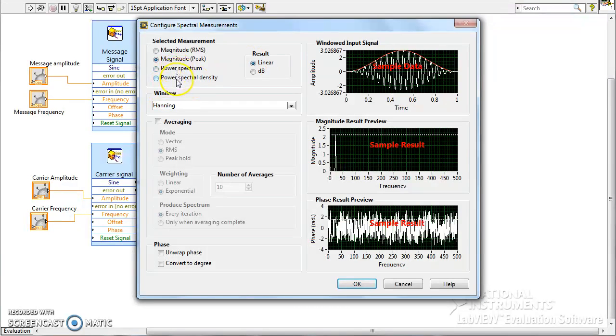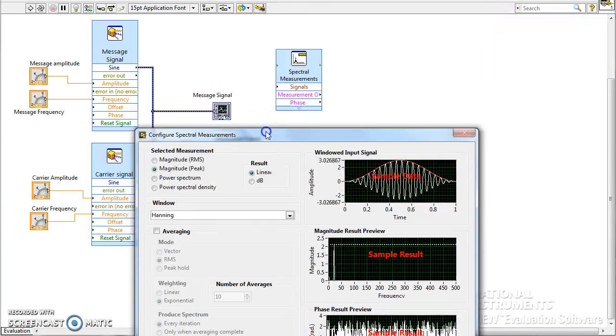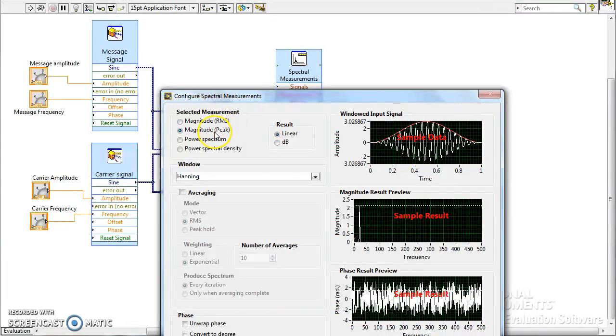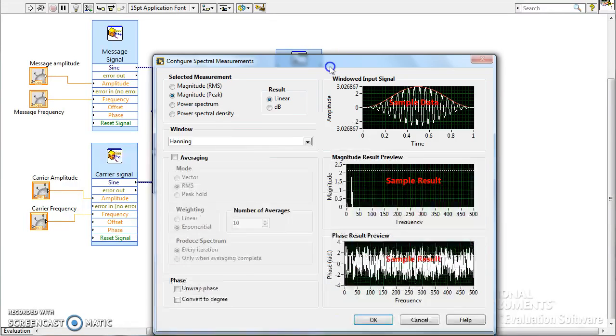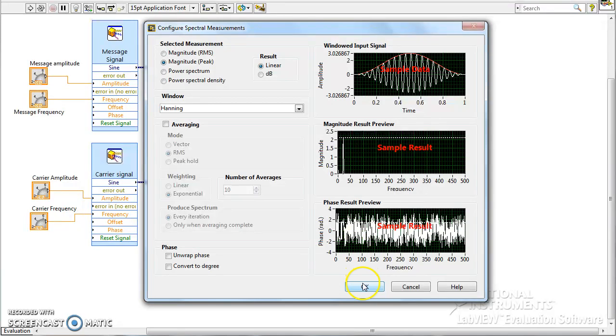The power spectrum and the power spectral density we'll be looking at in the coming videos. Coming to the windowing technique, by default a Hanning window is selected. You will study this windowing technique in your higher semesters, so need not worry right now. To plot the spectrum or take the FFT of any message or carrier signal, a spectral block is introduced where the magnitude linear plot is considered. I'll just click on OK.